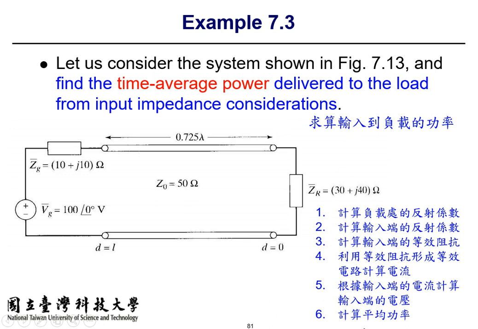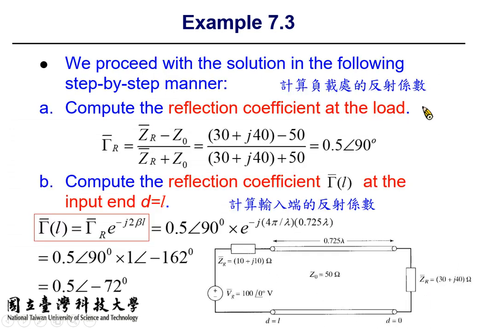So we need to do the following. We need to calculate the reflection coefficient at the load, the reflection coefficient at the input end, and the impedance Z at the input end. We can use the equivalent input impedance to find out the voltage and current supplied to the transmission line. And finally, we can calculate the time average power delivered by the source. Of course, you need to follow this derivation at home.